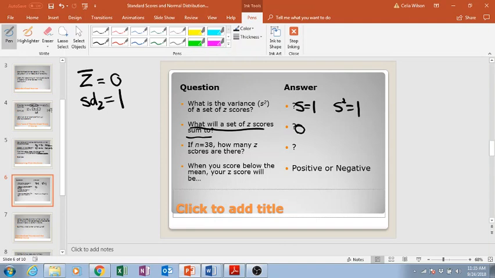If you have n equals 38, remember that means you have 38 participants or 38 scores. How many Z-scores are there? Well, for every raw score, for all 38, we can convert every score to a Z-score. So if there are 38 raw scores, we're going to have 38 Z-scores. Okay, when you score below the mean, your Z-score will be negative, right? Because if the mean is 0 and we score below the mean, we're going to be below 0, which is negative. Okay? So far, so good?